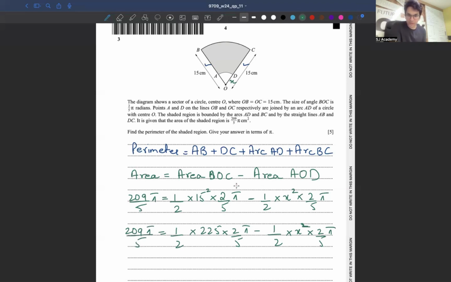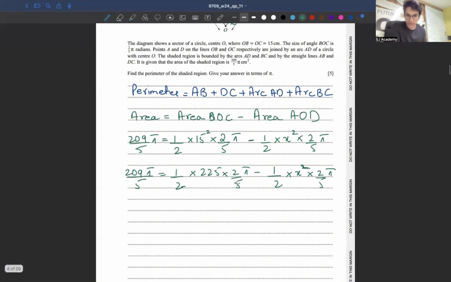Now we can simplify, we can cancel this 2 out over here, 5 1 times 5, 4, and this will become 45. This 2 and 2 will cancel out. So we'll get 209 pi upon 5. And we can also take pi common on the right hand side. So this will become pi into, so this will become 45 minus x squared, as 2 and 2 cancelled out. So this will become, okay, we also have a 5 over here. So this will become x squared upon 5.